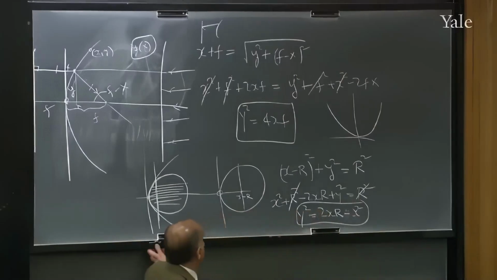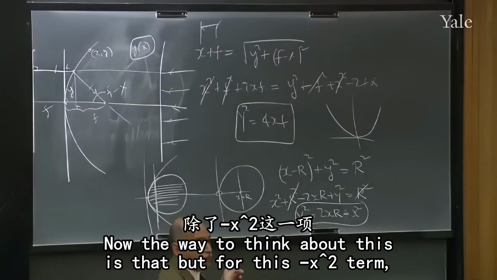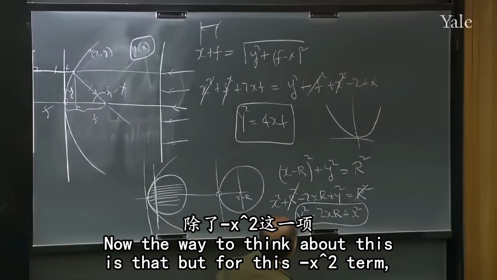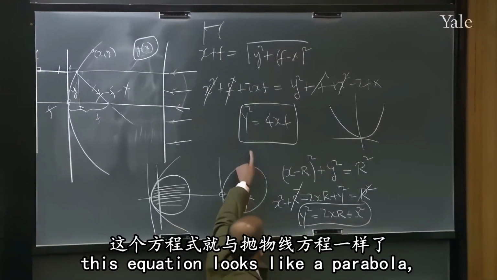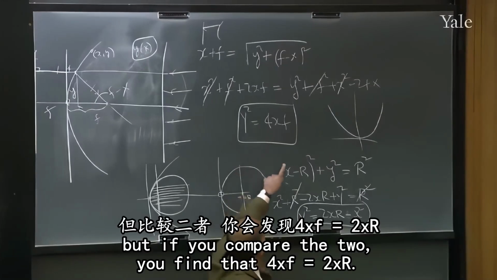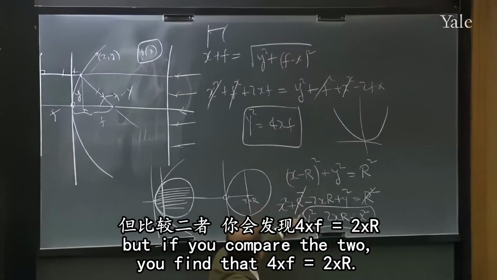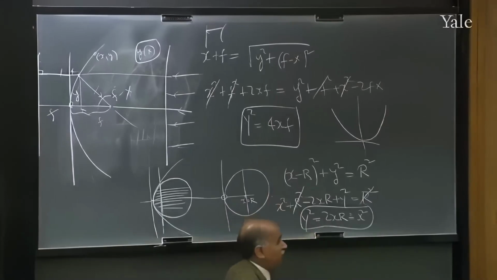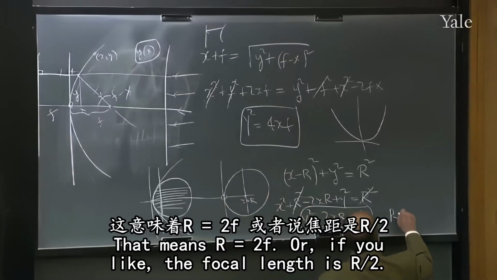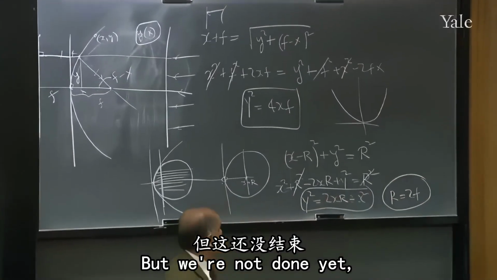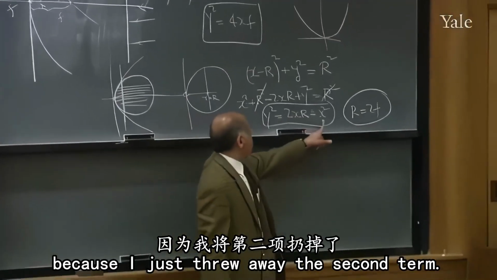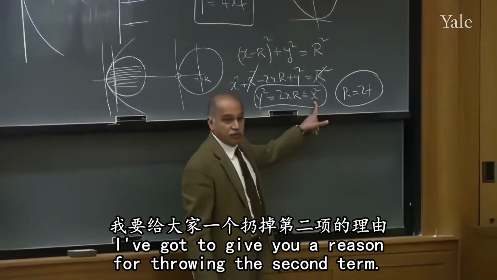Now, the way to think about this is that but for this minus x squared term, this equation looks like a parabola. But if you compare the two, you find 4xf is equal to 2xr. That means r is equal to 2f. Or if you like, the focal length is r over 2. But we're not done yet because I just threw away the second term. I got to give you a reason for throwing the second term.